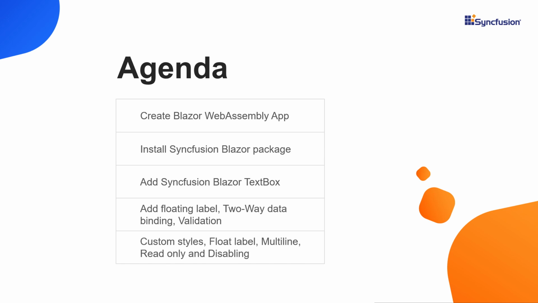After creating a text box, I will add prominent features like floating label, two-way data binding, validation, custom styles, float label, multi-line, read only, and disable the text box. To explore all the features of the text box component, visit our website link provided in the above YouTube card.